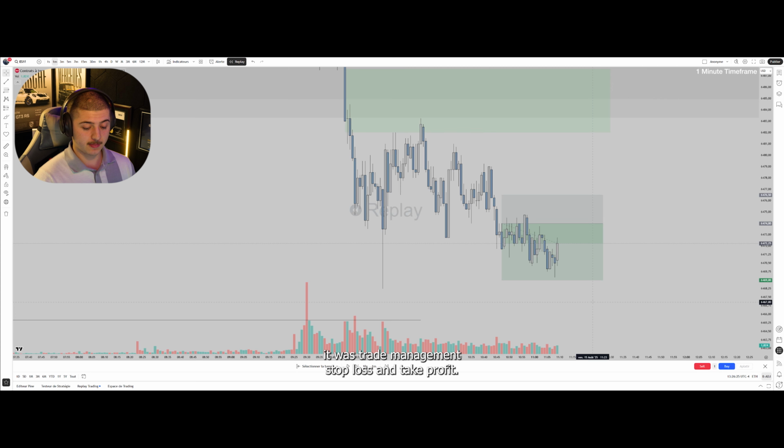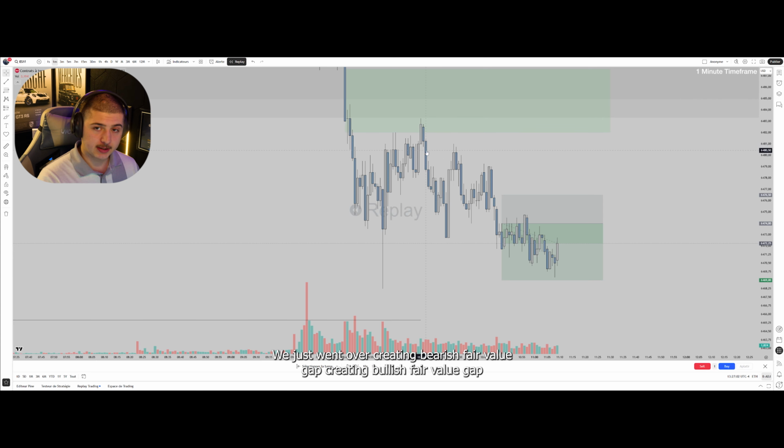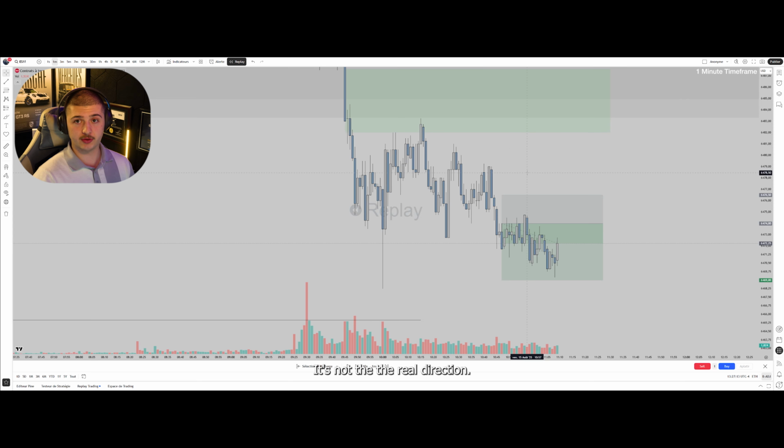So now, before we get into that subject, for the third step, it was trade management, stop loss, and take profit. So these three things that I need to manage are being coupled with the last step that I want to talk about, the crucial thing that I need you to understand. Because look at this, what we just went over: creating bearish fair value gap, creating bullish fair value gap, and not creating a new one after creating one means that there's no order flow. It means that it's not strong, it's not the real direction.